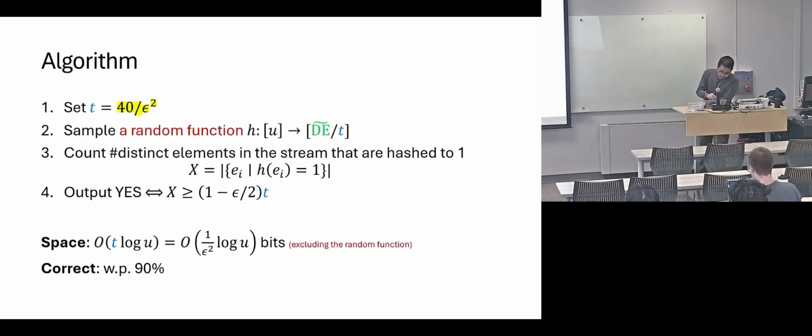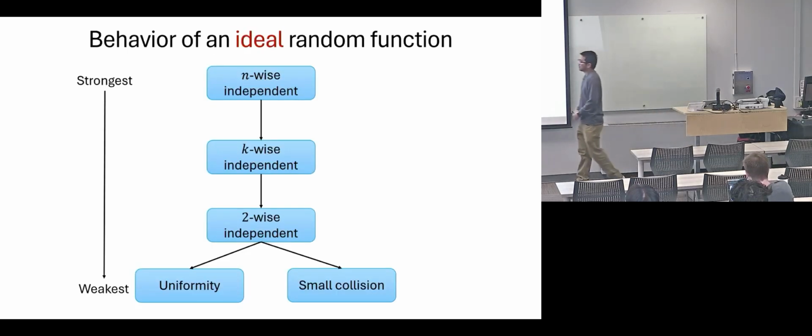But you see, we still use a random function, and we try to remove that because the space of a random function is linear. We don't want that. Today we're going to use something that is stronger than a universal family. It's going to be a two-wise independent family. Okay, so you should recall this. Last time we used a hash function that satisfies the small collision property. Today we're going to use this one.